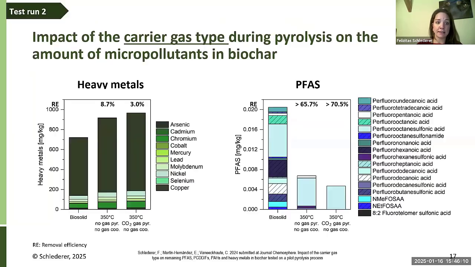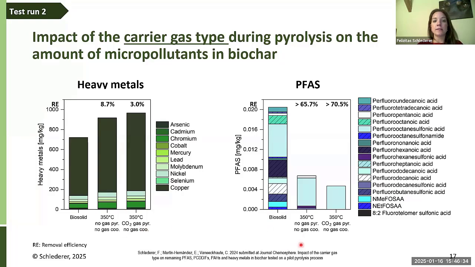And I added carrier gas, I added CO2, in the pyrolysis process. It was 0.4 liters per minute. And here you can see a comparison between no carrier gas supply and carrier gas supply in the pyrolysis process, at 350 degrees. So for heavy metals, we don't see any impact.